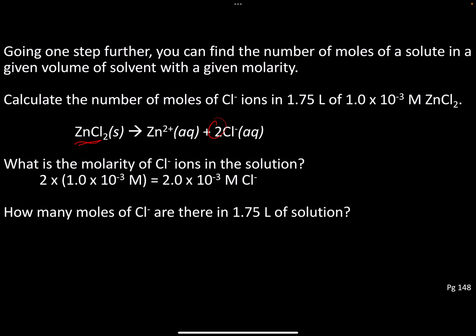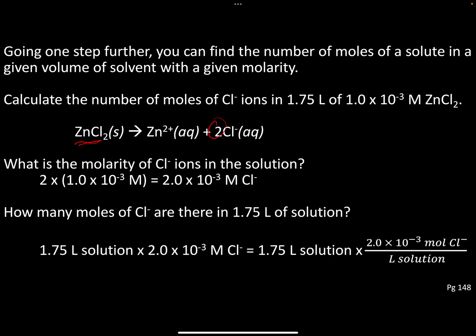Then I could say, how many moles of chloride are there in 1.75 liters of solution? Because I know that molar is moles of chloride over liters of solution, the liters and liters are going to cancel. And then I will do that multiplication to see how many moles of chloride ions I have.